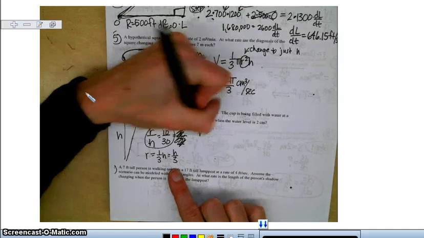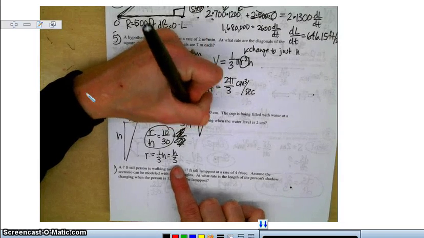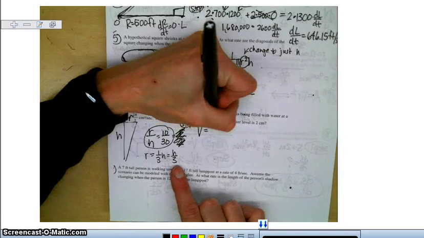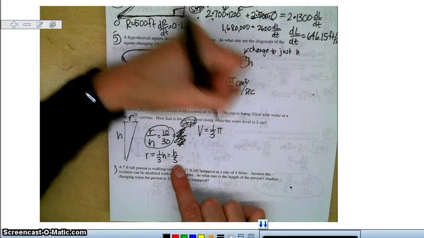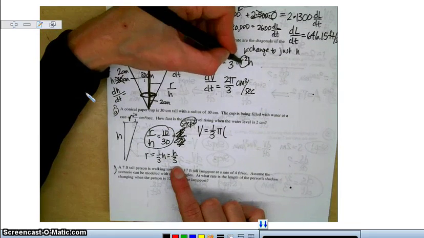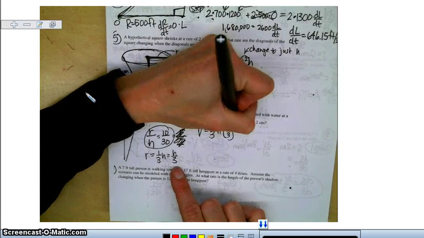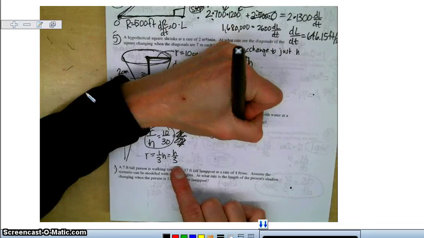So I'm going to take my volume formula. This is step 2. This is my equation now. My volume formula is 1/3 pi times, well, I'm going to replace the r with h over 3. I'm going to have to square it, and then times h.